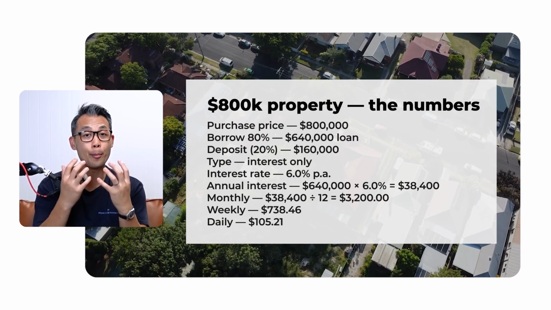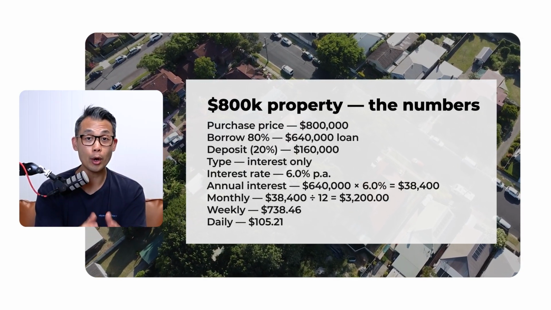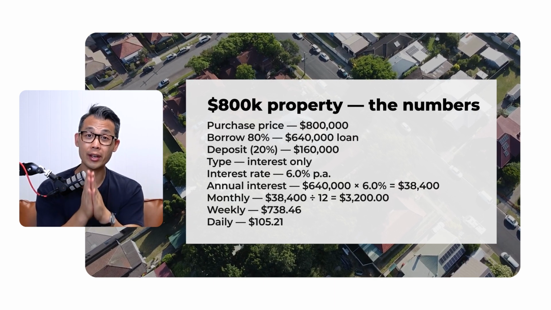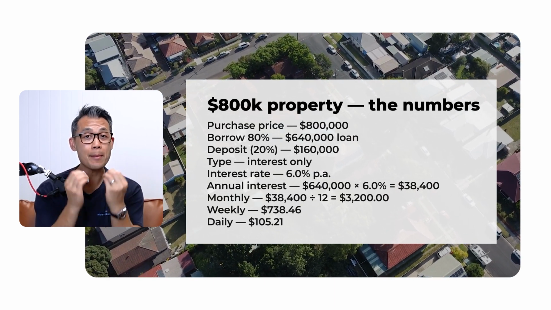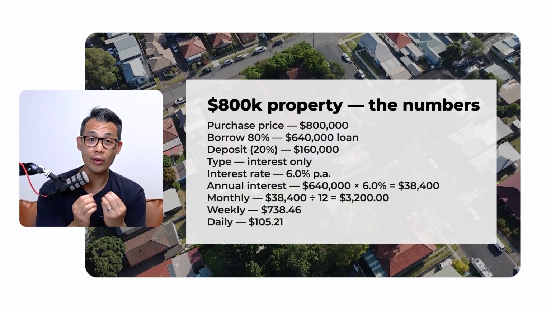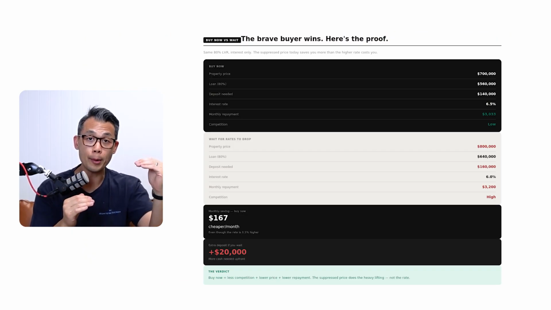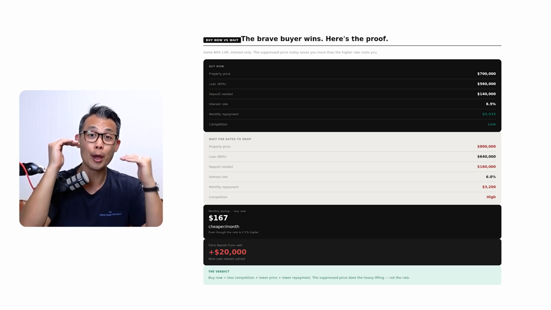And now you're ready, you're going to buy something that's going to cost you $800,000. And if you're going to borrow 80% of 800,000, which is a loan of 640,000 at 6% interest only, the repayment per month is going to be $3,200. So the difference between buying a property when there was no competition in comparison to buying a property when there's a lot of competition, the repayment is going to be around $167 per month.